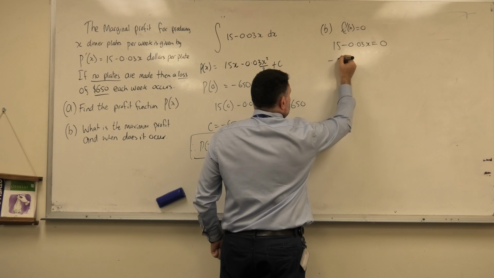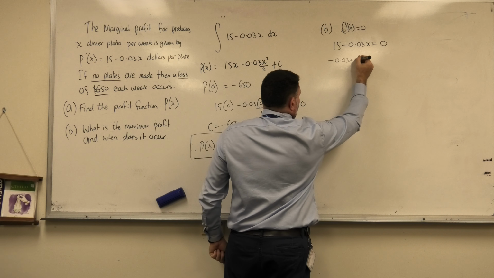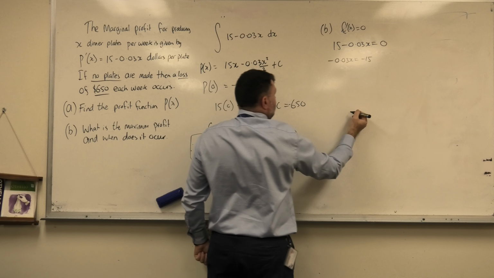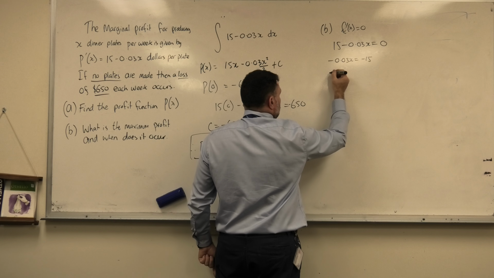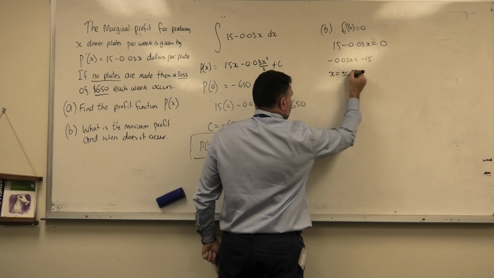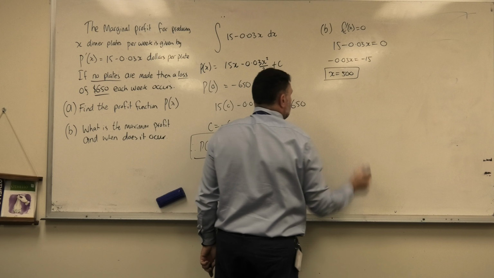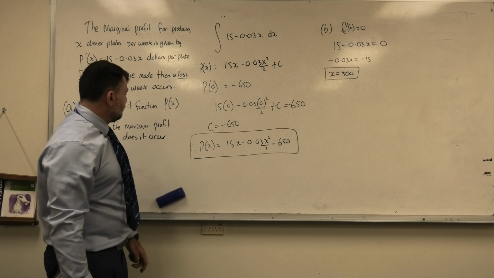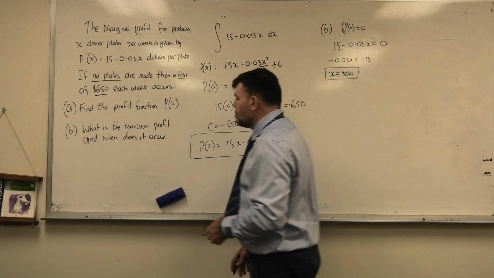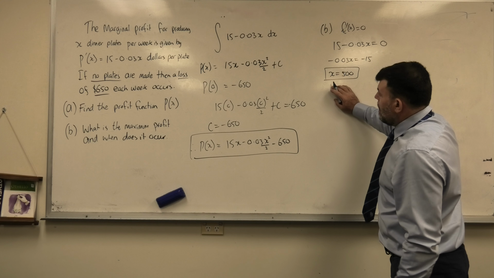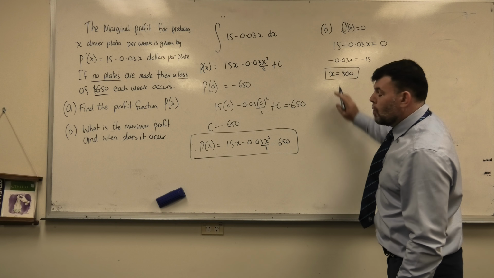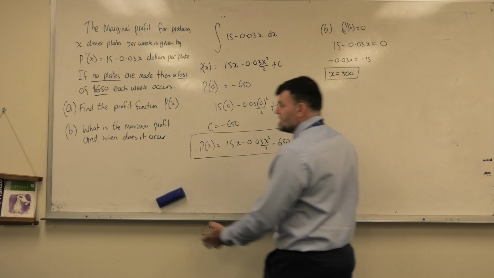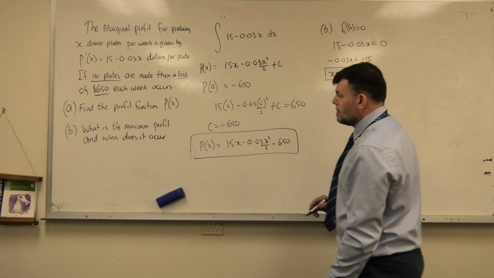Bring the 15 across, it is equal to negative 15, and if I divide by negative 0.03, I get approximately 500. So I'm going to get 500 plates. So the maximum profit occurs when I sell 500 plates. Well, how much profit do I get? Because it's asking us, when does this occur?